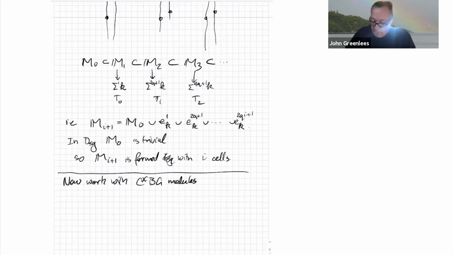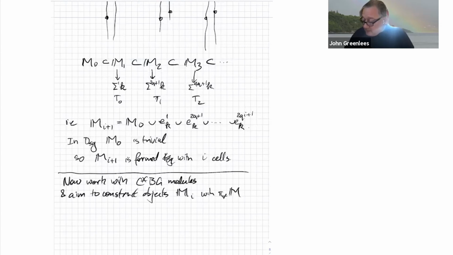So, and aim to construct objects. Well, oh dear, I wanted to call them Mi. Maybe I can do something else. I'm going to get an extra bar with pi star. Mi is Mi, if that's not too confusing. Okay, and we're going to do the same thing.